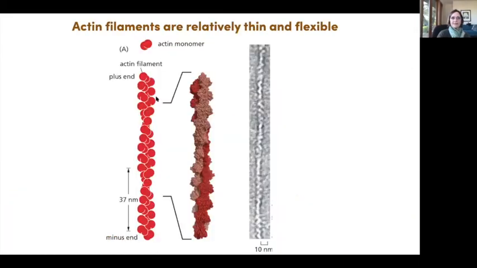So this is an actin filament. Unlike a microtubule, it's not hollow. It's a single filament formed by a single protein, which is just called actin. Sometimes it's called G-actin for globular actin when it's not in the filament. When it's in the filament, it's called F-actin or filamentous actin. And so this just shows how this protein, by associating with itself, forms a helical structure with 37 nanometers per full revolution of the helix.